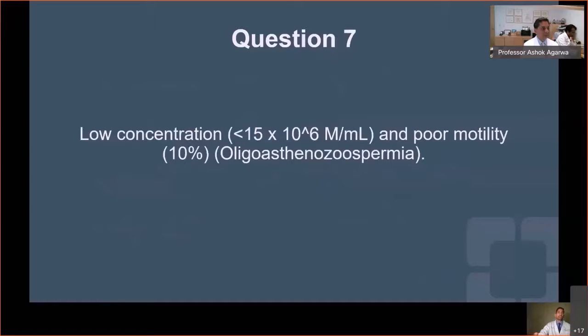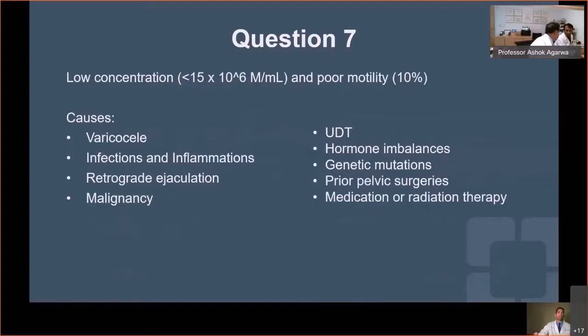The last clinical question is a patient with low concentration and poor motility, less than 10%. Once again, the causes of oligozoospermia are listed here. Appropriate clinical history, physical exam, blood work, and imaging may be required to assess for the possible causes of this condition, which is oligoasthenozoospermia.